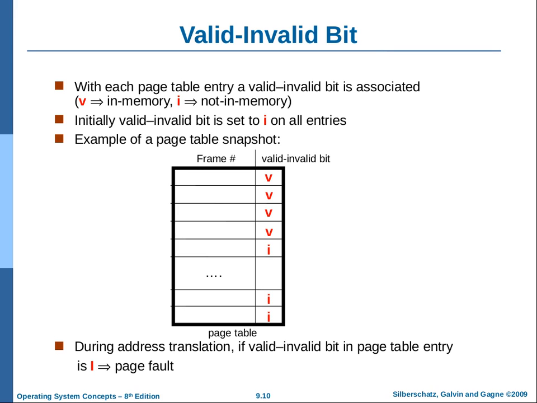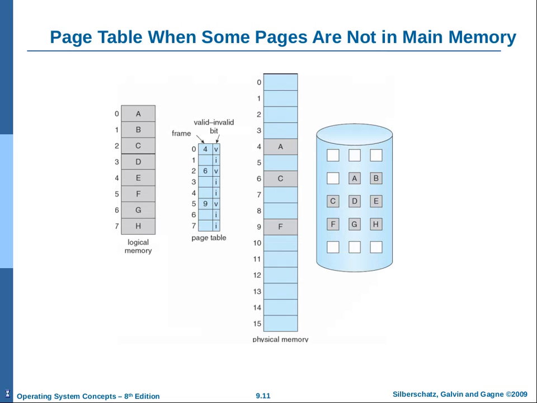Again, we're going to have valid and invalid bits. Valid means that it is actually in memory, while invalid means it's not in memory, and that would cause a page fault. So if it is valid, go ahead and get it. Usually at the top is where you have valid pages, and moving on down you might have something invalid. So if it's invalid, that equals a page fault.